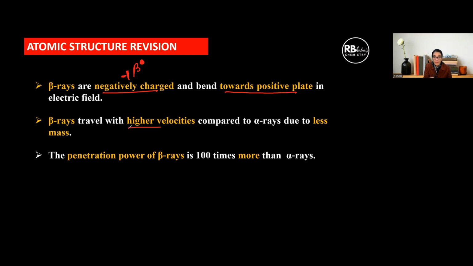They travel with higher velocities compared to alpha rays and they have less mass. So less mass and more velocity means the penetration power of beta rays is going to be 100 times more than alpha rays. I told you, light and more velocity will pierce through and have more penetration power. But something which is heavy is going to have more ionization power.